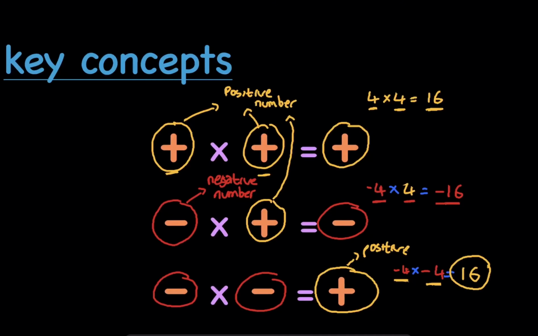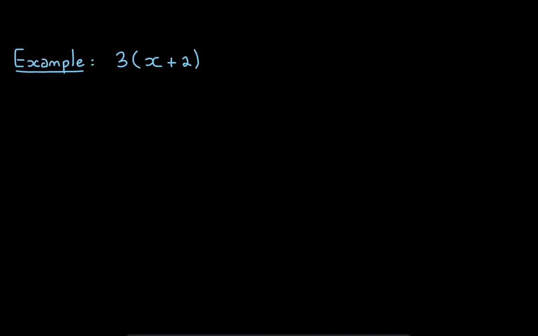Now let's look at an example. In this example, we have 3 outside the bracket multiplied by x plus 2 in the brackets. To expand this, what we want to do is what I would like to call the monkey method. Well, at least that's what my teacher called it. I don't know if it's an official name or not, but let's just use the word monkey method.